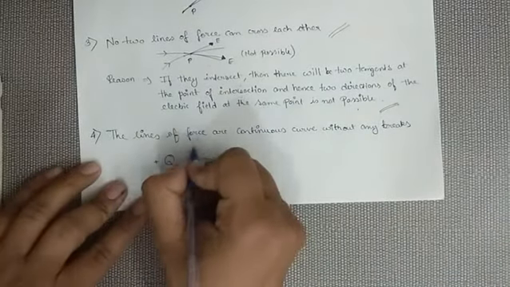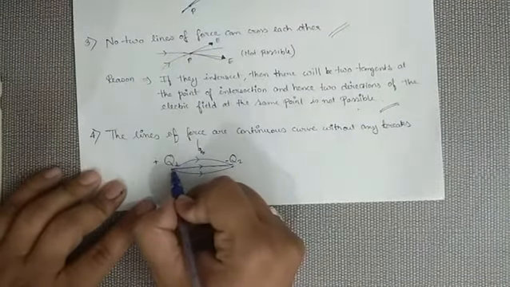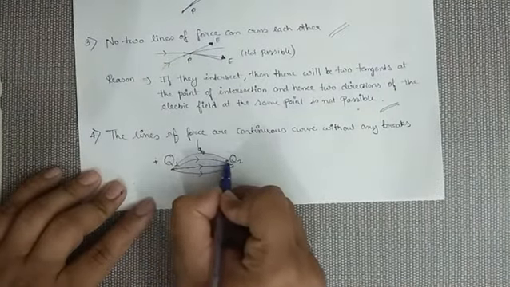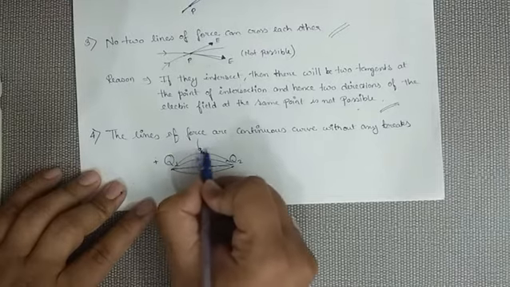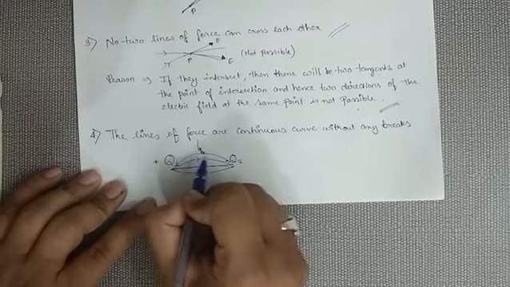In this field, if I place a small charge Q0, this charge will move along a line. There will not be any breaks in the line, which means the charge will continuously be moving from Q1 to Q2.